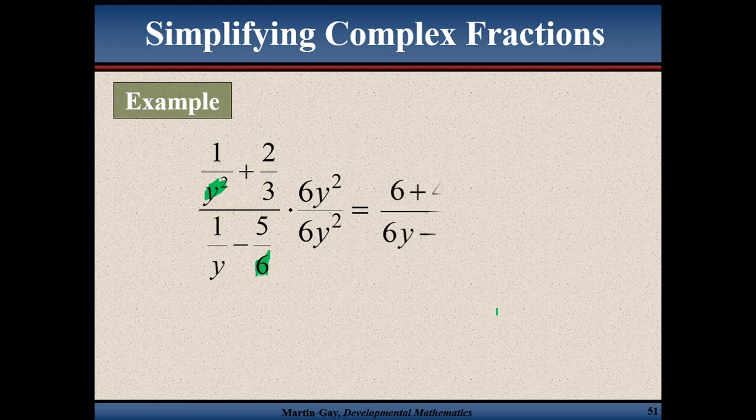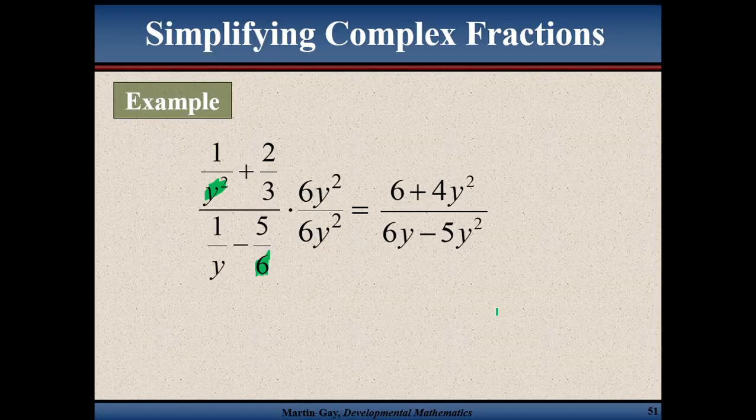Pwede naman yun. Okay, so 6 plus 4y squared over 6y minus 5y squared. Yan, this will be our final answer. Kasi hindi natin siya mapafactor, no? Kaya ganun. Wala na. Nakuha na siya.